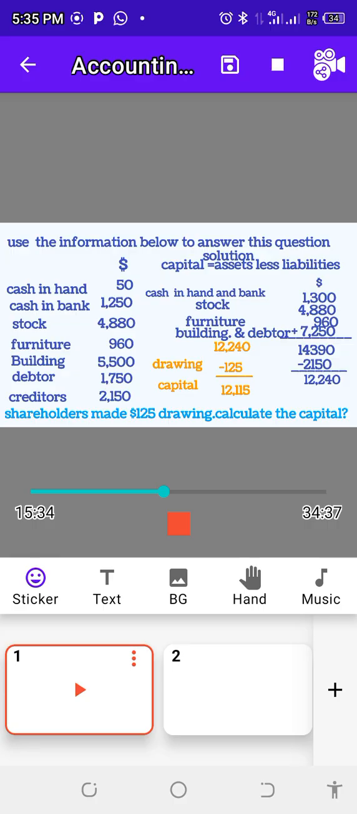This question reveals to us that drawing reduces what? Capital. When there is drawing in whatever you are doing in accounting, you go and remove it from what? Capital. That is the message. As you are doing your profit and loss account or your company account, there is drawing from the directors or from the sole trader or whoever is the stakeholder. The drawing will be deducted from what? Capital. That is the message this question is sending you.